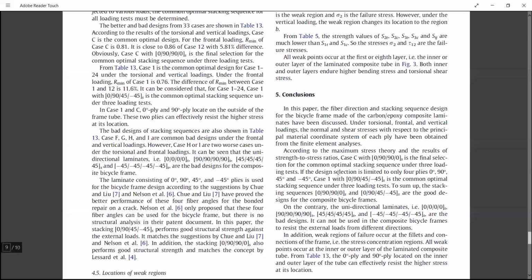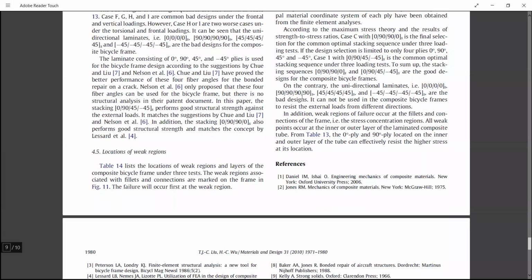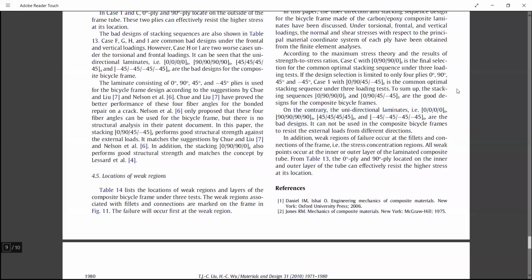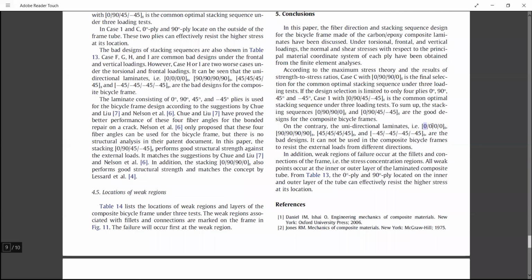So according to some theories, if you see, these are bad designs: unidirectional laminates, all with zero angles, all plies having zero angles. This S means symmetric. So there are 8 plies. This is 4, and the symmetric is another 4. So it is 8 plies, because there is an S, there is a symmetric. This is a convention. We'll discuss these things a little later, but these are 4 into 2.